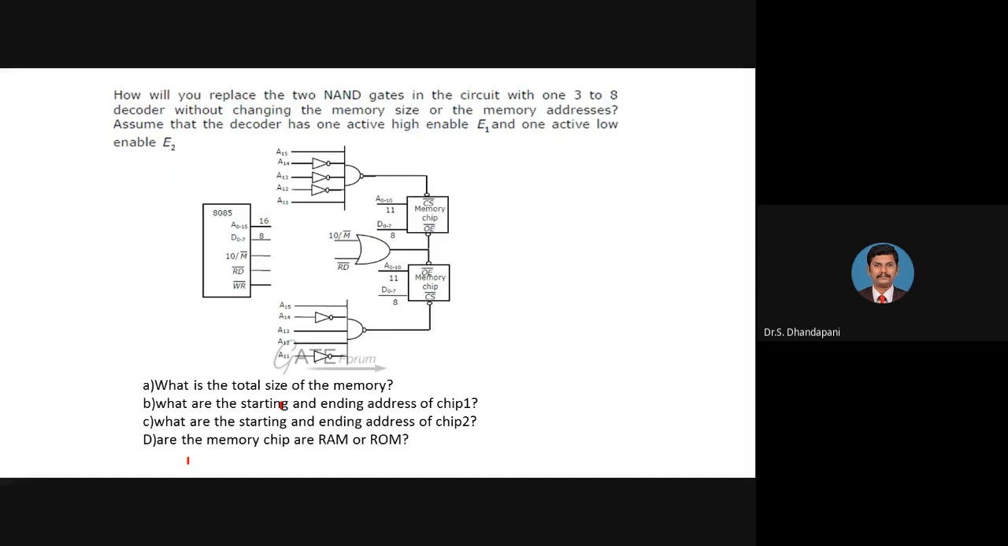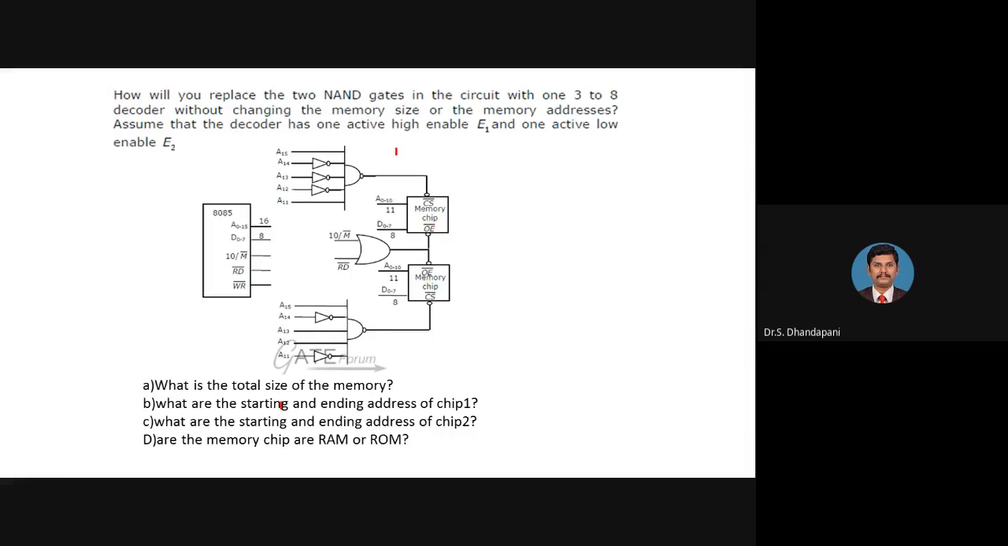Are the memory chips RAM or ROM? By seeing these IC connections, we can find it is ROM because we are doing only the read operation, only output enable, we are not doing a write operation. So it is ROM. Since we are doing only read operation, there is no write operation given in the circuit diagram.